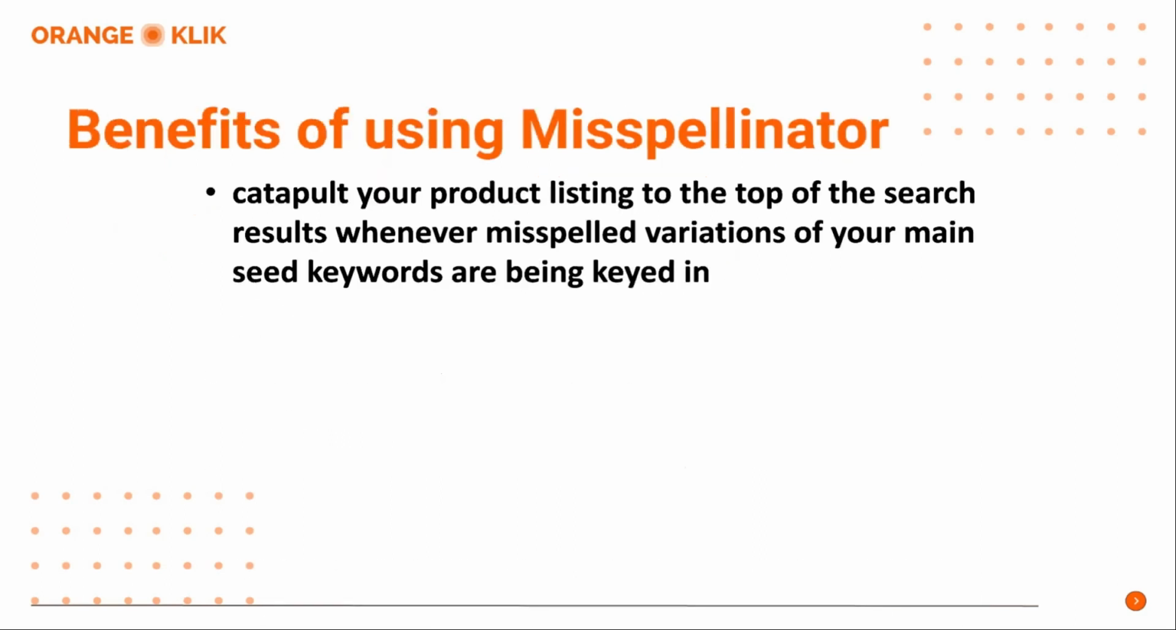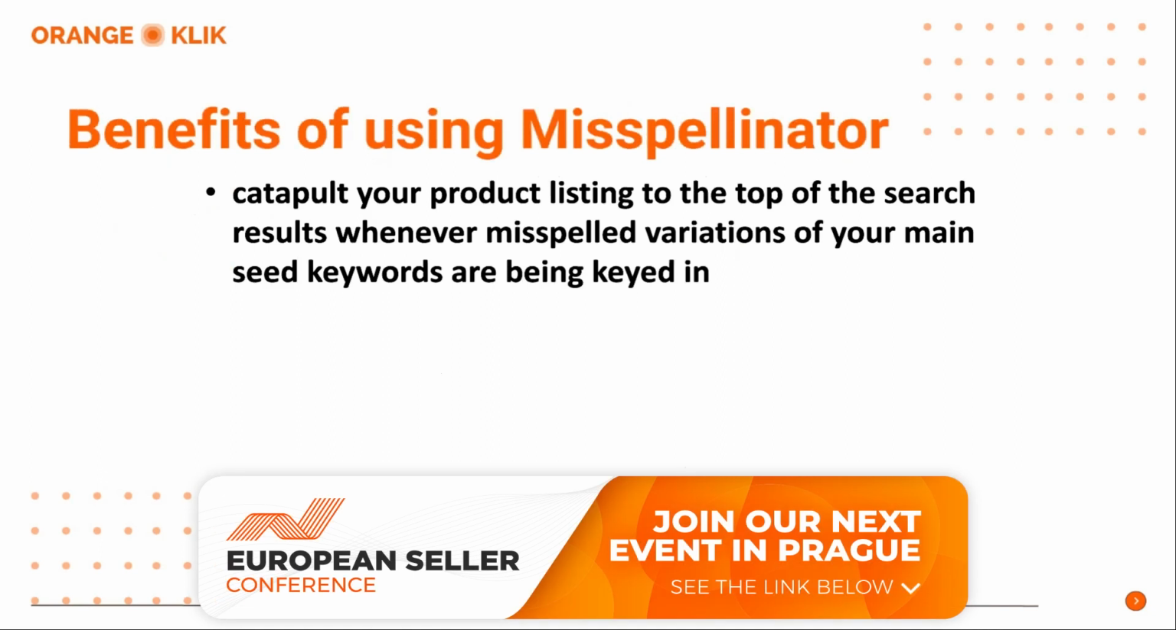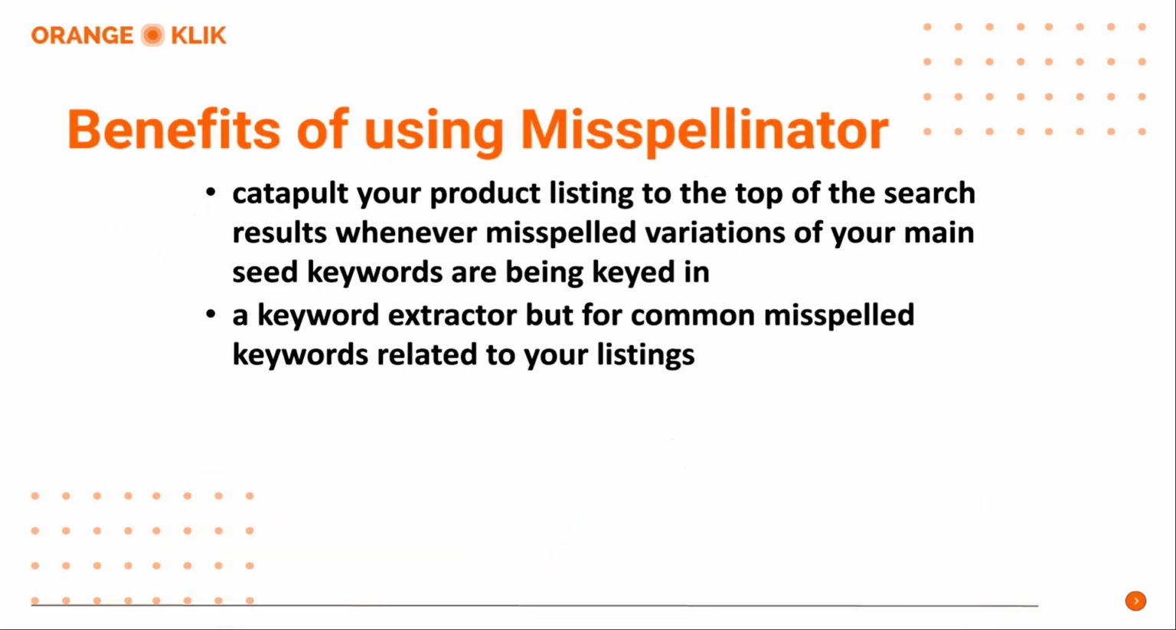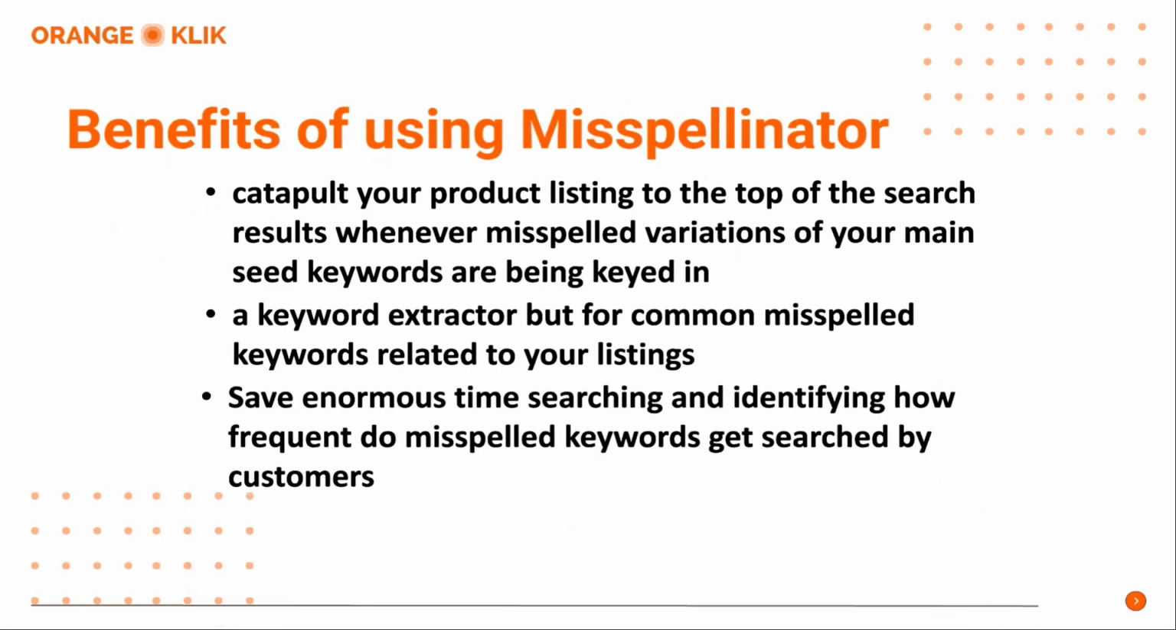It will help catapult your product listing to the top of the search results whenever shoppers enter commonly misspelled variations of your main seed keywords. Number 2, it acts as a keyword extractor but for common misspelled keywords related to your listings that can help you to boost more sales and top visibility. Number 3, it saves you enormous time searching for those misspelled keywords, identifying how frequently they get searched by customers, and which ones can be used to create a significant contribution to your added sales.